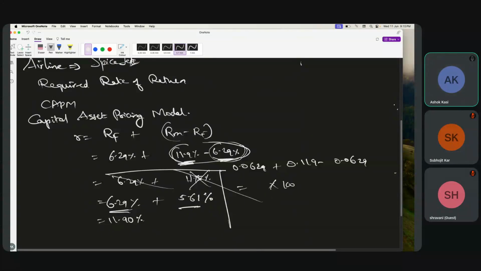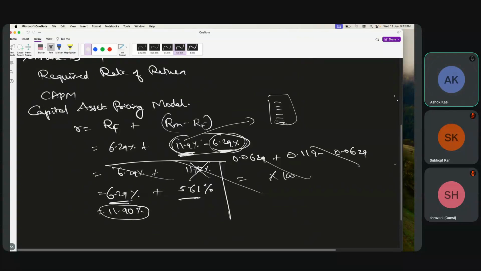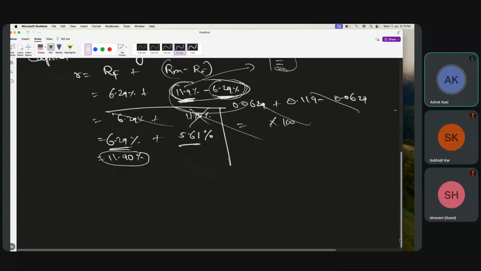But now this formula is not perfect, because as per this formula you should get 11.9 percentage. However, you will say, look, Nifty has 50 stocks, all large cap, big companies. But SpiceJet is not a very big company, it is a small cap company. So because it is a small cap company, it is riskier than the market. How risky is it, you want to know? That you will come to know through the beta of SpiceJet.